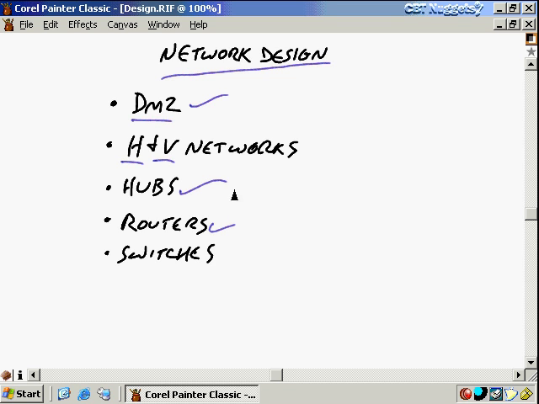Now, we also took a look at hubs. That's how we're going to connect multiple hosts on a single segment. But hubs can really be chatty, and they're not very efficient in terms of network traffic. They're just repeaters. So we can, in some cases, substitute switches instead, which are much faster and more efficient.